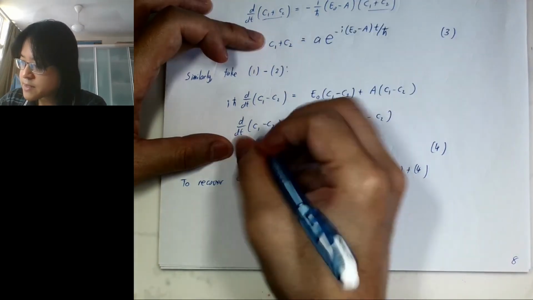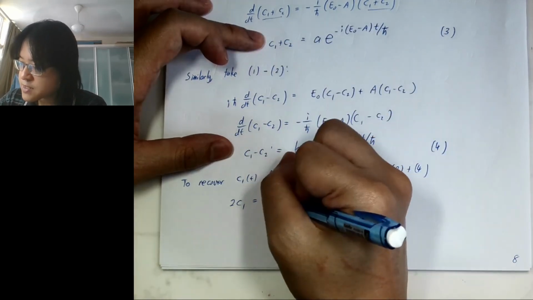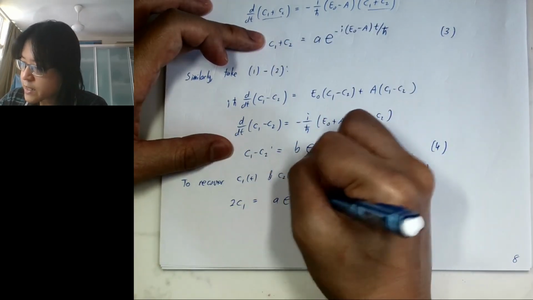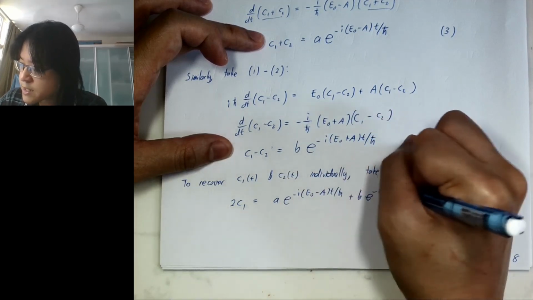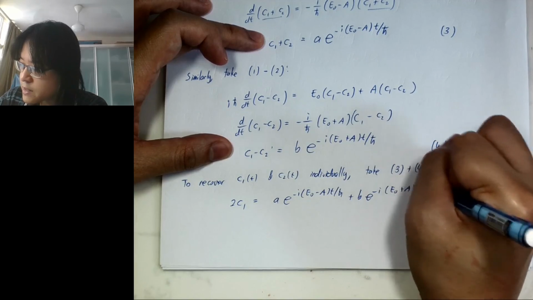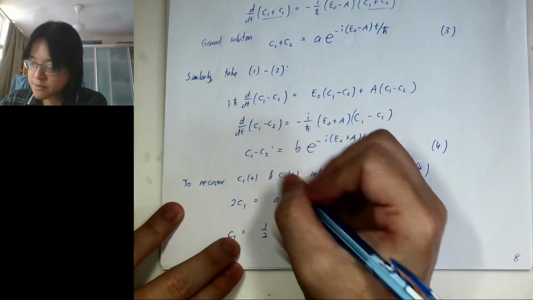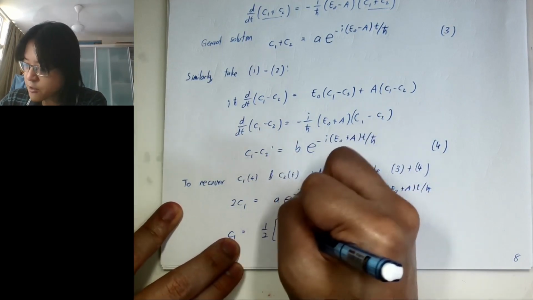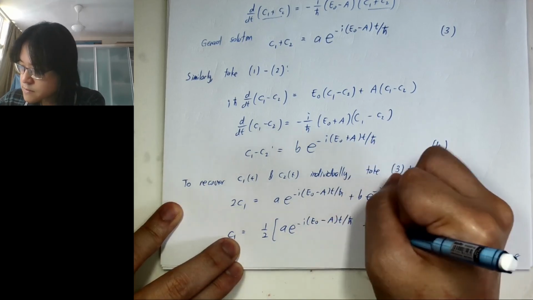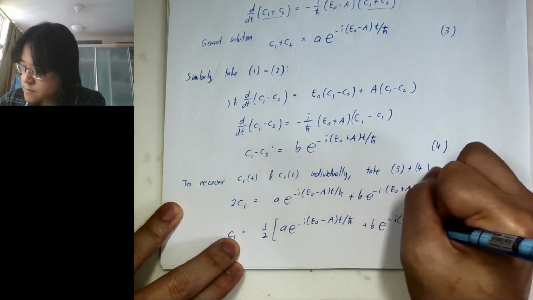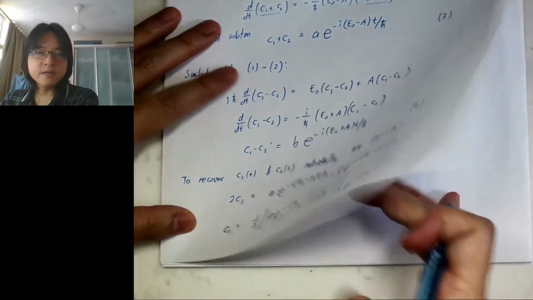Right, so if I take this plus this, then I get 2C1, and this, so it's basically this plus this. So it's A e^(iE0 - AT)/ħ plus B e^(-iE0 + AT)/ħ. So finally I have found my solution for C1 at least. My C1 solution is just a half of all this stuff here. Okay, so this is my C1.